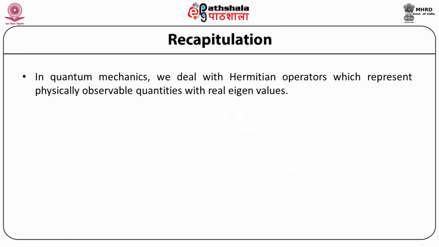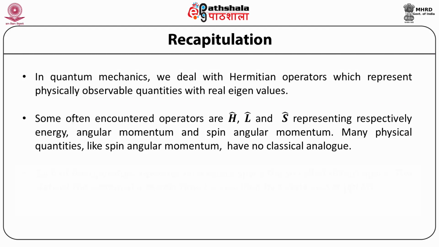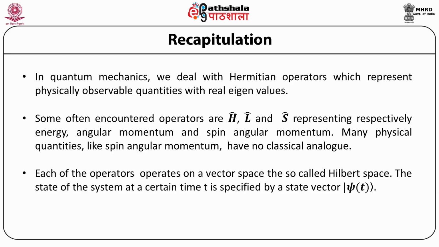In quantum mechanics, we deal with Hermitian operators, which represent physically observable quantities with real eigenvalues. Some often encountered operators are the Hamiltonian operator, angular momentum operator, and spin operator. Many physical quantities like spin and angular momentum have no classical analog. Each of the operators operates on a vector space, the so-called Hilbert space.